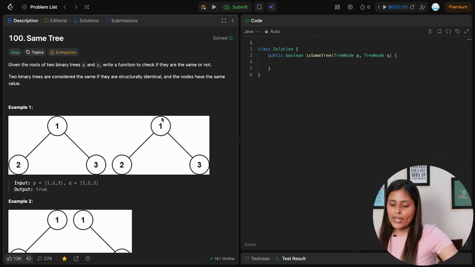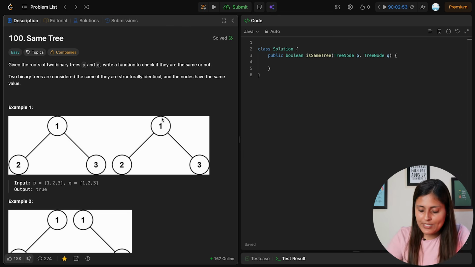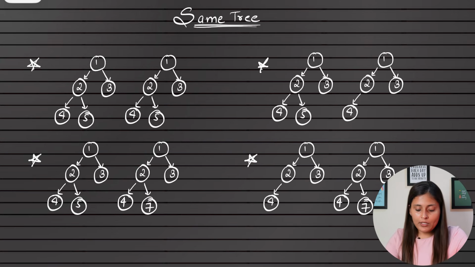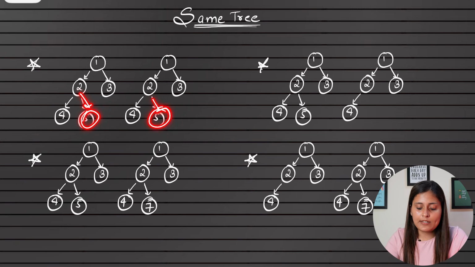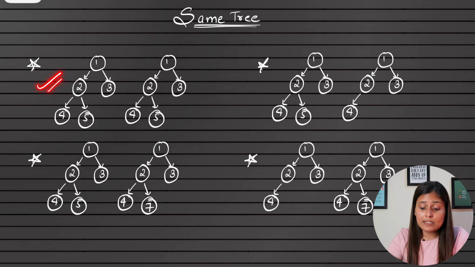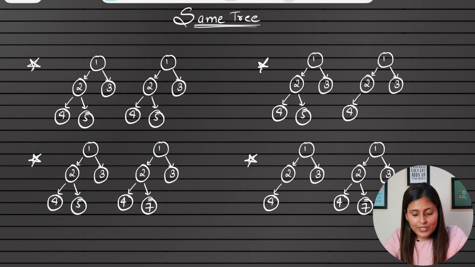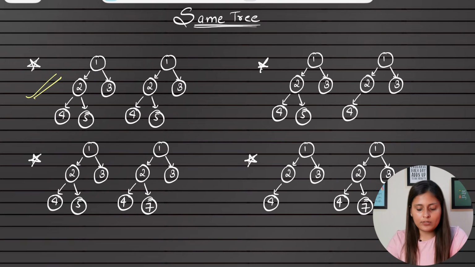Now, let's try to understand the same tree concept. So the question is very simple. I can say they are the same tree if they have the same root, done. Value same, done. Left child exists, yes. Value same, yes. Left child exists, yes. Value same, yes. Right child exists, yes. Value same, yes. Similarly, right child exists, yes. Value same, yes. So can I say this is the same tree? I can say, okay, this is the same tree.